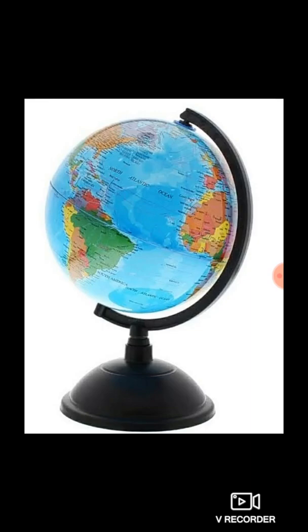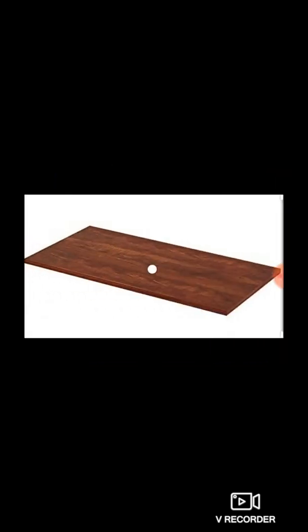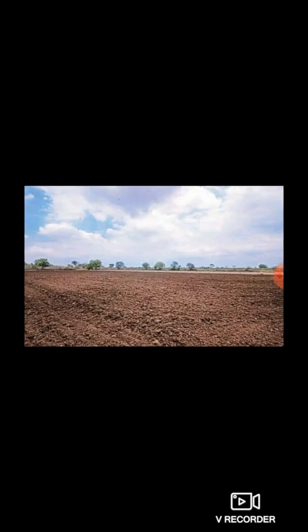Now we'll see the definitions of two-dimensional objects and three-dimensional objects. A surface having two dimensions, length and width, is called a two-dimensional object. Examples are paper, blackboard, tabletop, the top of the table, and land and many more.